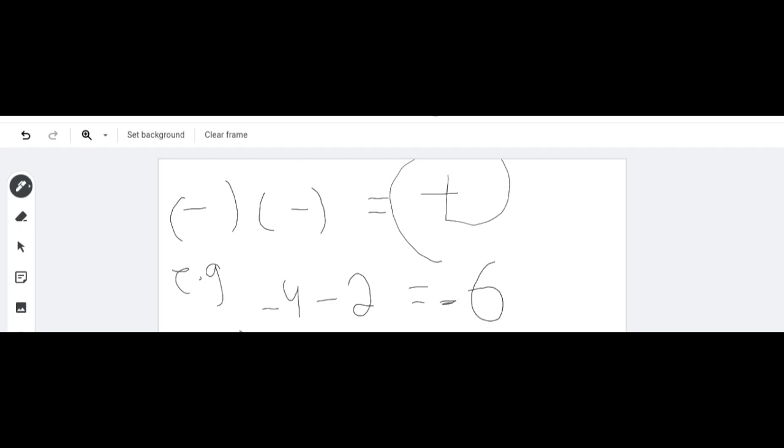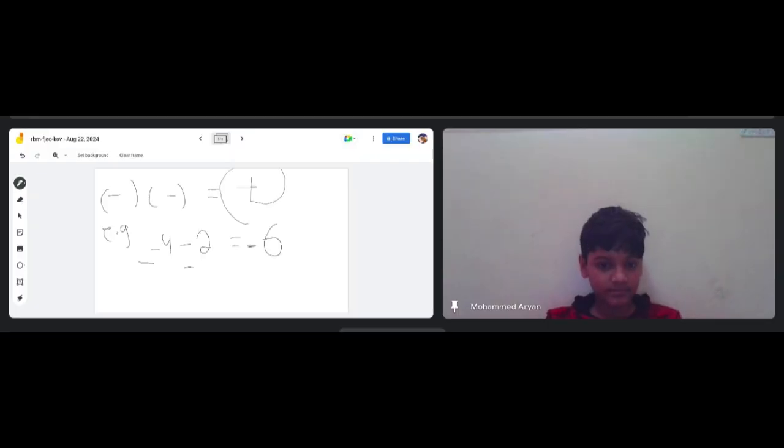This is the thing I am telling you: if there is a negative sign between two numbers, we have to do the addition. Why? Because minus minus is equal to plus. And whichever bigger number has the minus sign or the plus sign, we have to use that sign with the answer.